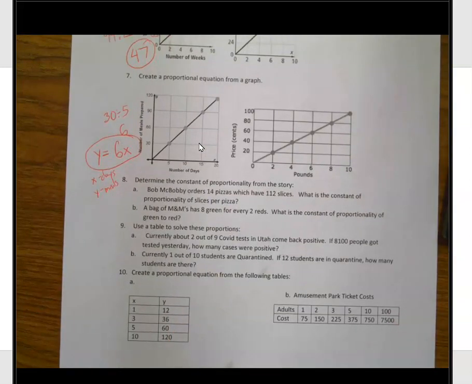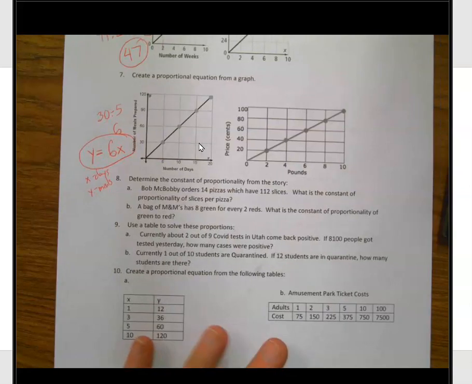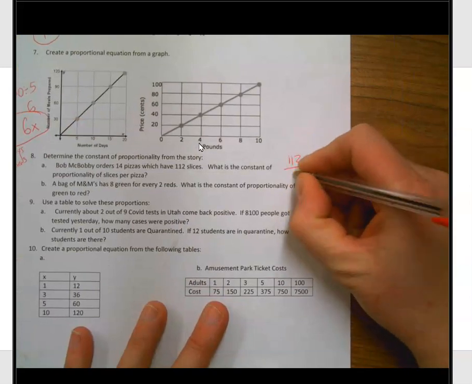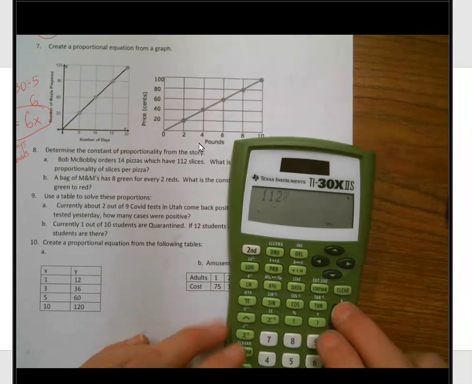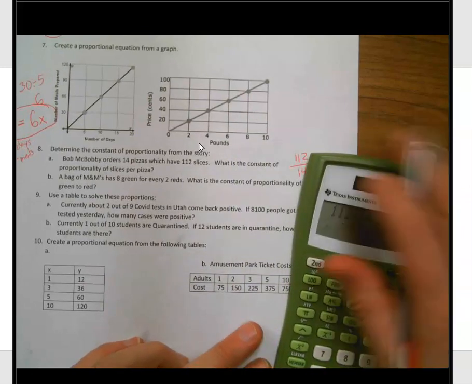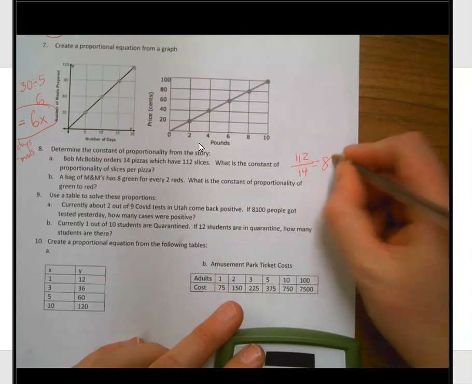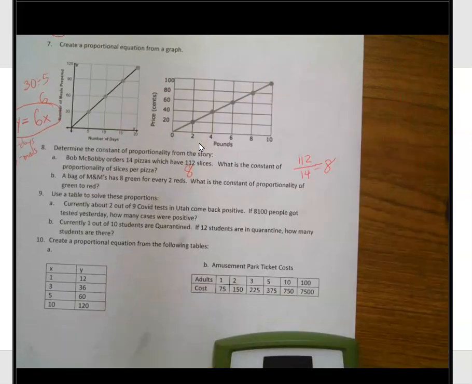Determine the constant of proportionality from the story. Bob McBobby orders 14 pizzas, which have 112 slices. What is the constant of proportionality of slices per pizza? Slices per pizza. 112 divided by 14 gives me 8. 8 slices for a pizza.